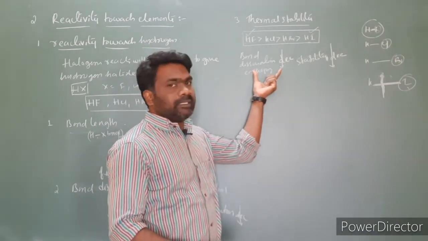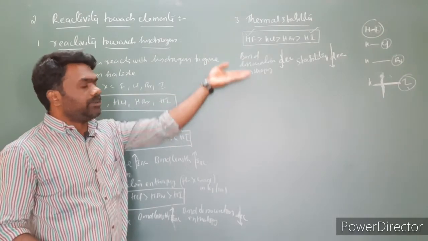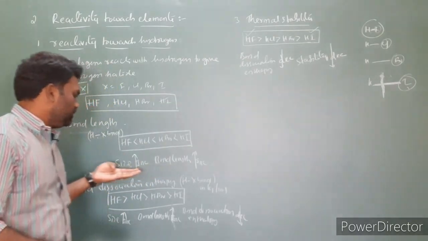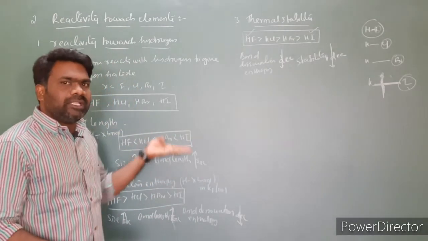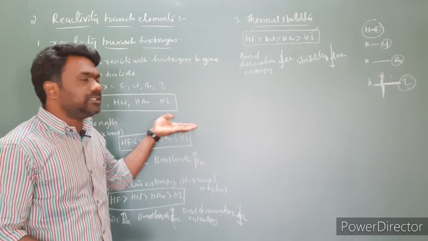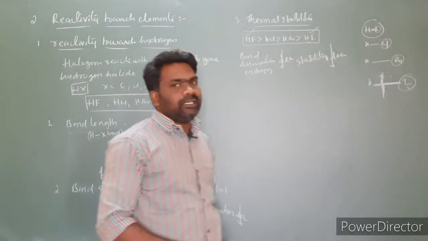Bond dissociation enthalpy depends upon size. Bond length increases, bond dissociation enthalpy decreases. Bond length depends upon size. So size increases, bond length increases, and bond dissociation enthalpy decreases. Stability also decreases.